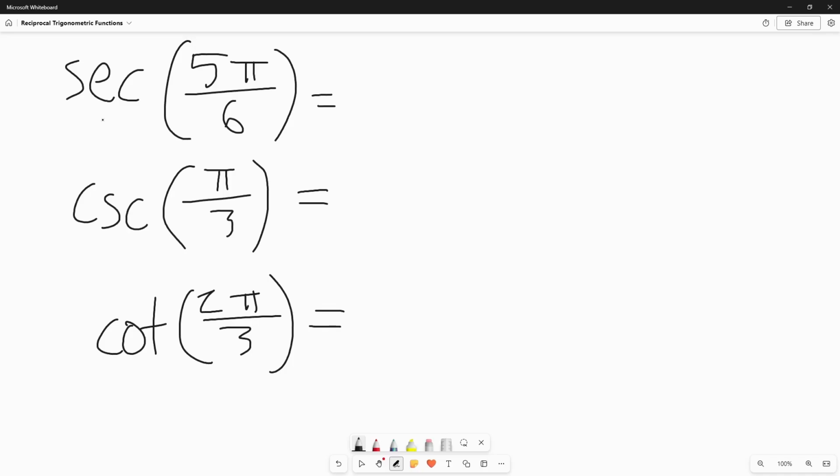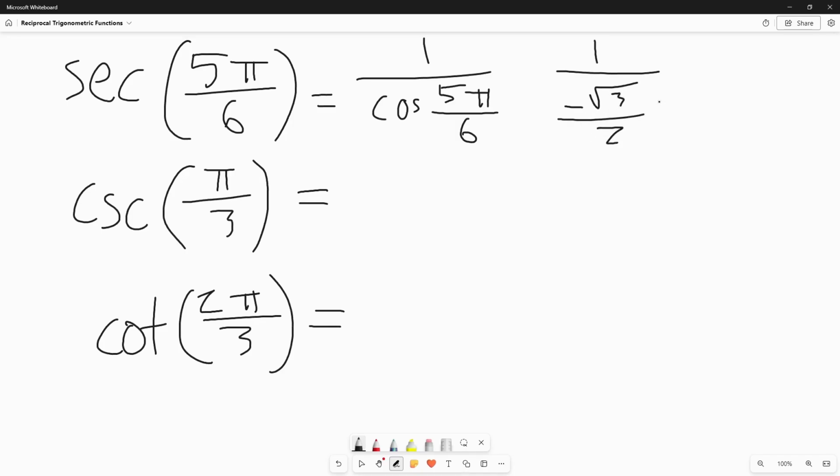So if we have secant of 5 pi over 6, secant is a reciprocal of cosine. So we would need to write 1 over cosine of the value, which is 5 pi over 6. And cosine of 5 pi over 6 is negative square root of 3 over 2. So we would write that at the bottom. And then we multiply both sides by 2 to get rid of this fraction. So 2 over negative square root of 3. And that's our final answer for secant of 5 pi over 6.